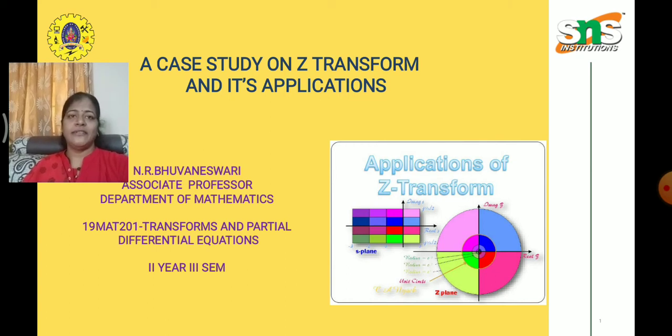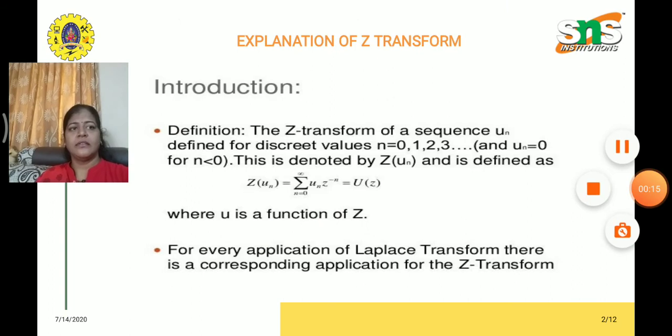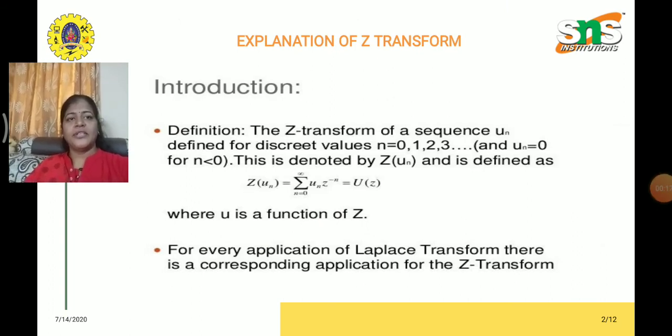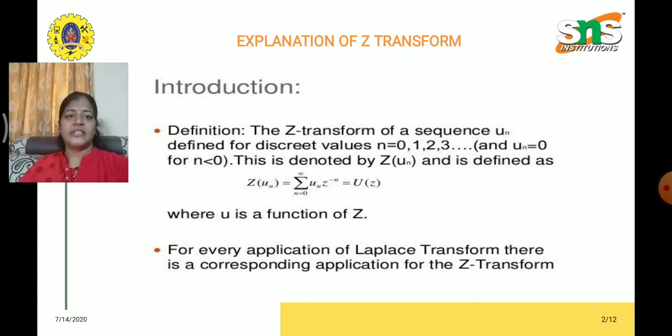Today I am going to deliver a case study on Z transforms and its applications. Explanation of Z transform. Introduction. The definition of Z transform.